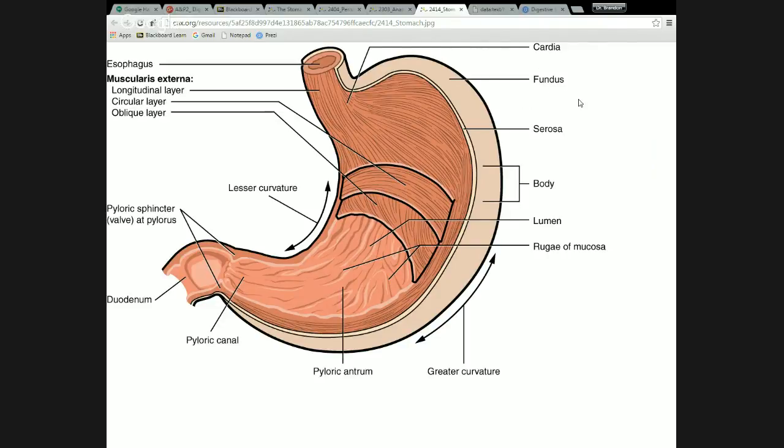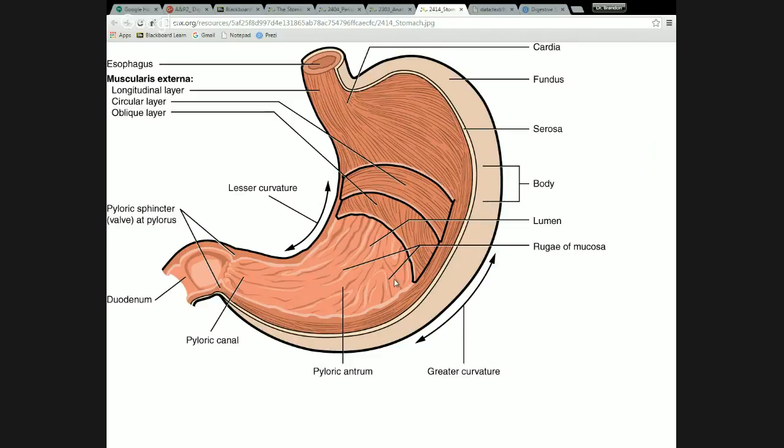And fundus is just a general name. We see it in a few other places, where the uterus rises up above where the two fallopian tubes attach. That's the fundus of the uterus. Where the cornea bulges out from the sphere of the eyeball, that's the fundus of the eye. So it's just talking about any kind of bulging structure like that. So it bulges up above the esophagus. It's called the fundus. And then most of the rest of the stomach is referred to as the body of the stomach.